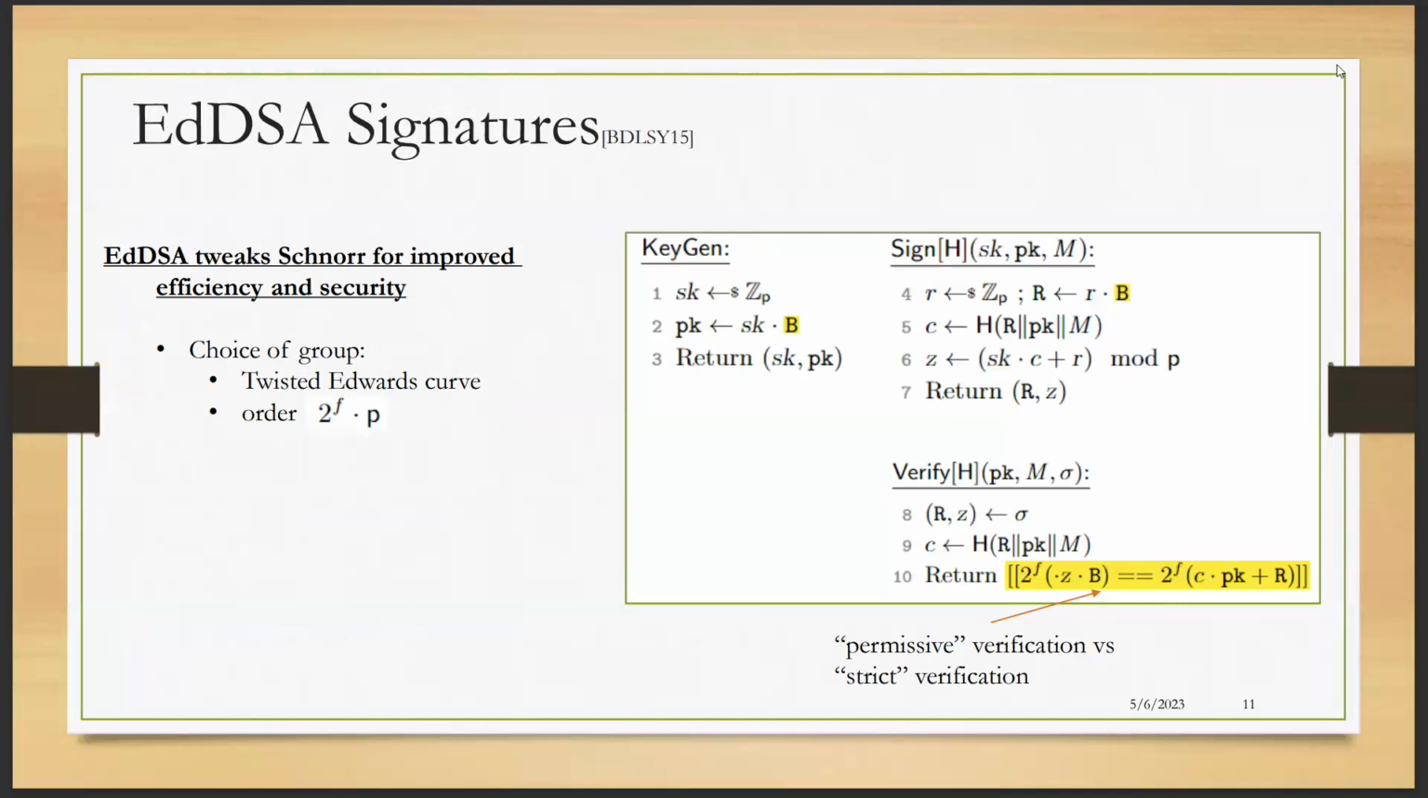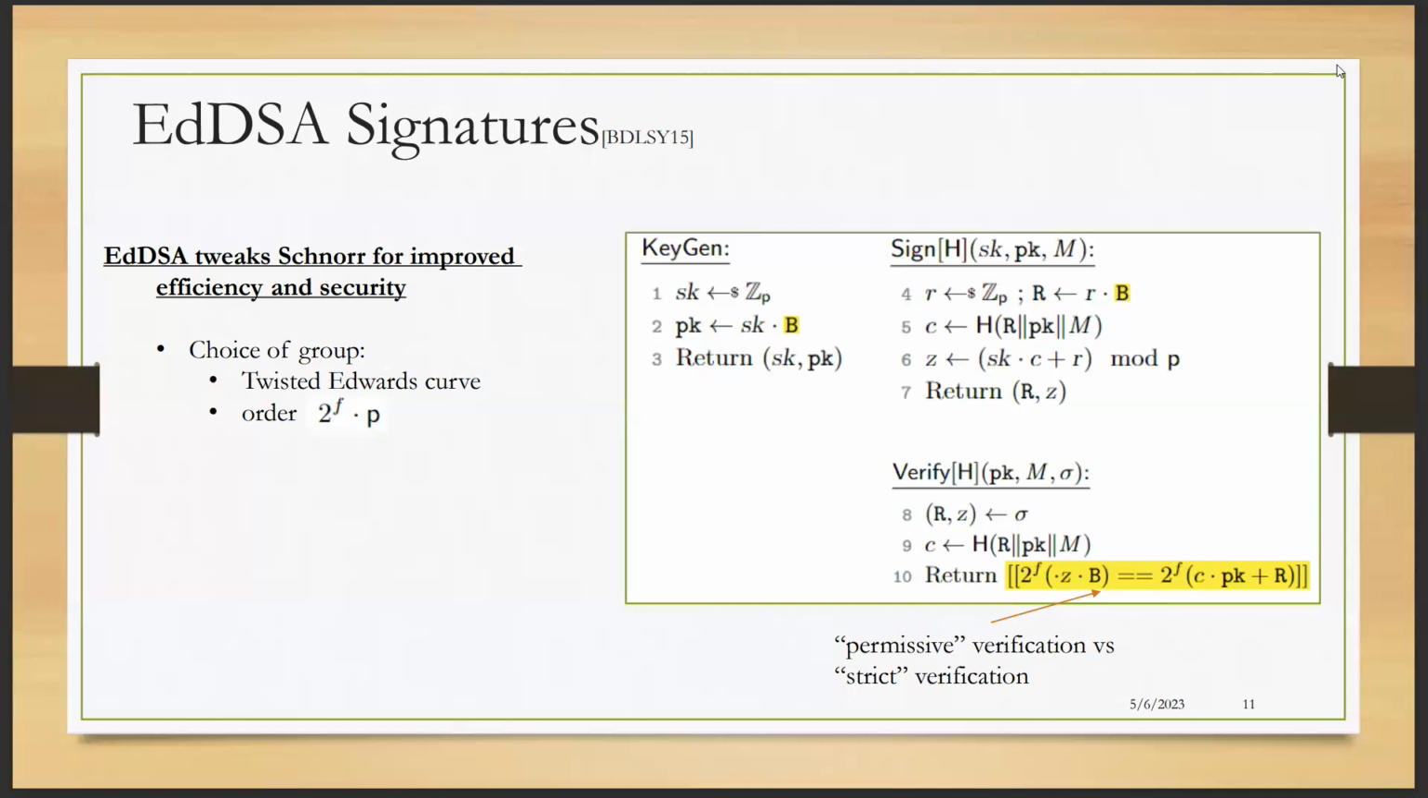So the first tweak is changing the group basically to one with a faster implementation called a twisted Edwards curve. And the main change we need to worry about is that a twisted Edwards curve is not a prime order group. Instead, its order is a prime multiplied by a small power of 2 called the cofactor. And this changes our verification algorithm just a little bit, because verification might now receive a signature where the group element isn't in the prime order subgroup, it's in the group as a whole.